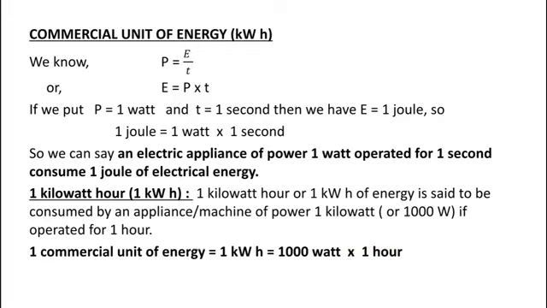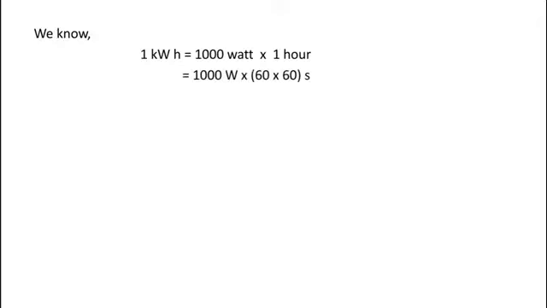Now we will express the commercial unit of energy, that is kilowatt hour, into joules. So let us see. Since we know that 1 kilowatt hour equals 1000 watt into 1 hour, and again you know 1 hour contains 60 minutes and each minute contains 60 seconds. So 1 hour can be written as 60 into 60 seconds. So this expression can be written as 1000 watt as it is, into, in place of 1 hour we can write 60 into 60 seconds.